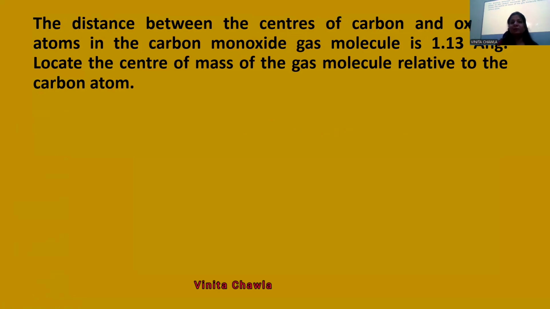Distance between the centers of carbon and oxygen atoms in the carbon monoxide gas molecule is 1.13 angstrom. Locate the center of mass of the gas molecule relative to the carbon atom. Write the question first. And the distance between these two atoms, carbon and oxygen of carbon monoxide. Carbon monoxide is CO, right? The distance between these two atoms is given, it is 1.13 angstrom. Locate the center of mass of the gas molecule relative to the carbon atom. Means we have to find the location of center of mass from the carbon atom.